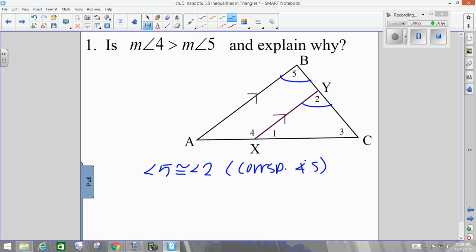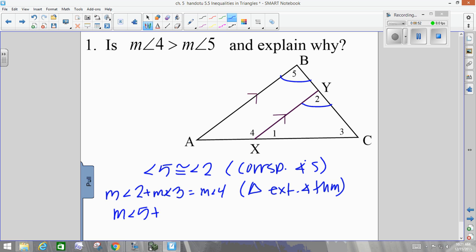Okay. So I could say that the measure of angle 2 plus the measure of angle 3 equals the measure of angle 4, and that would be the triangle exterior angle theorem. Okay, then tell me how we say that 4 is greater than 5 from that. The measure of 5 plus the measure of 3 would also add up to the measure of angle 4 by substitution. Okay.